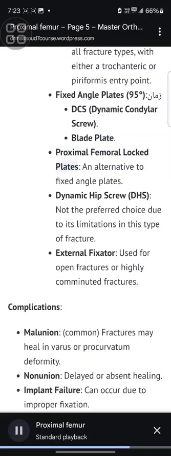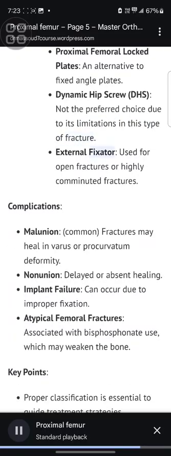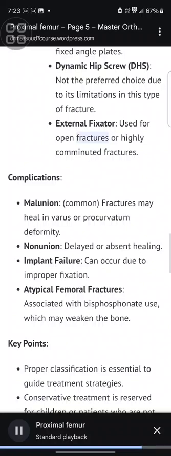Proximal femoral locked plates. An alternative to fixed angle plates. Dynamic hip screw, DHS, not the preferred choice due to its limitations in this type of fracture. External fixator, used for open fractures or highly comminuted fractures.